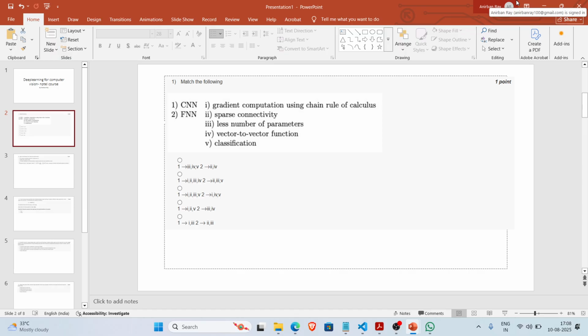So starting off with a few questions. In CNN and fully connected neural network, these are the two we are comparing here, and we have to match what should be the answer here.